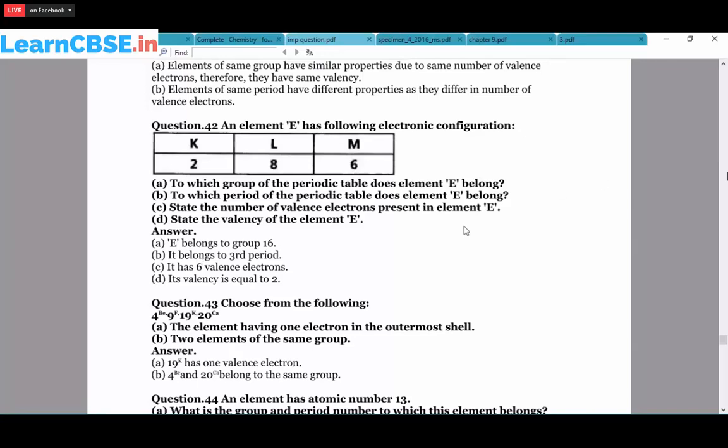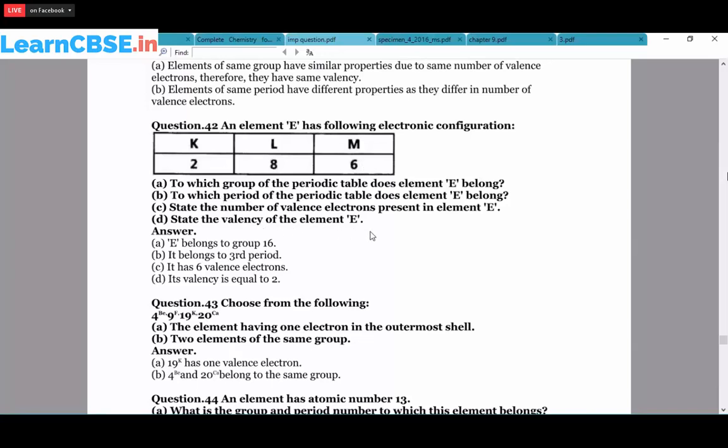Next one is an element E has the following electronic configuration in KLM. So K is nothing but the first shell, L is the second shell, M is the third shell. So 2, 8, 6. To which group of the periodic table does the element E belong? Okay, group. So it's having 6 electrons, so it means it's present in group 16. To which period of the periodic table does E belong? So 1, 2, 3. There are three shells, so it means period 3.